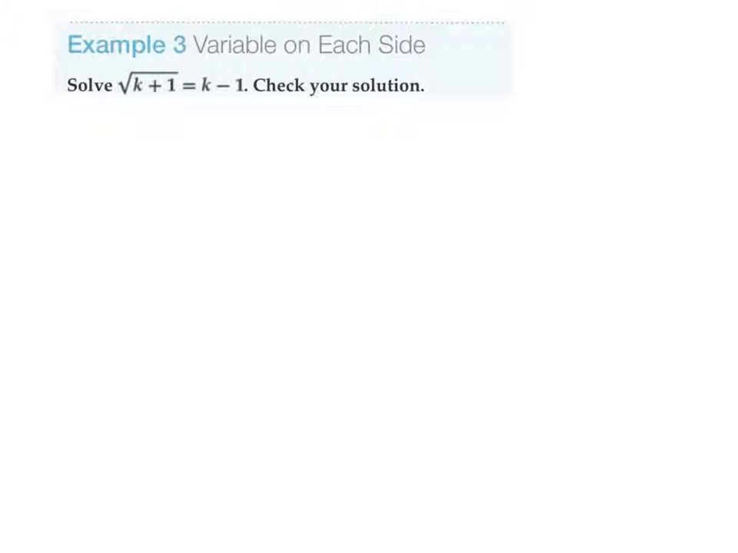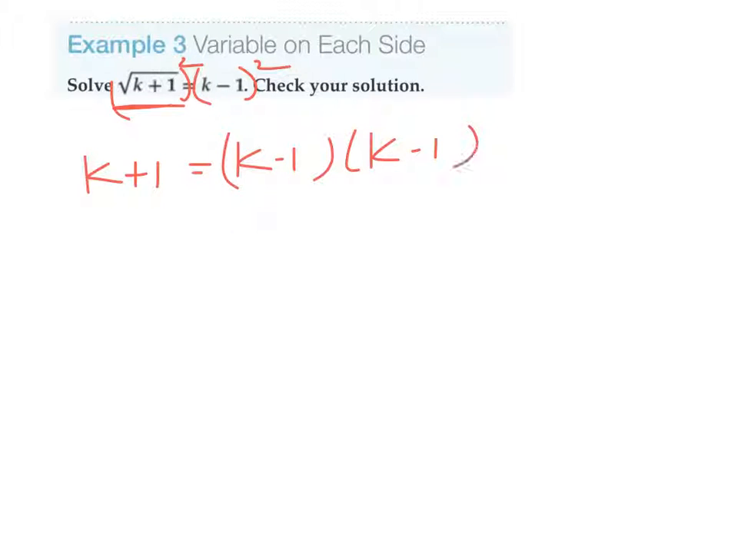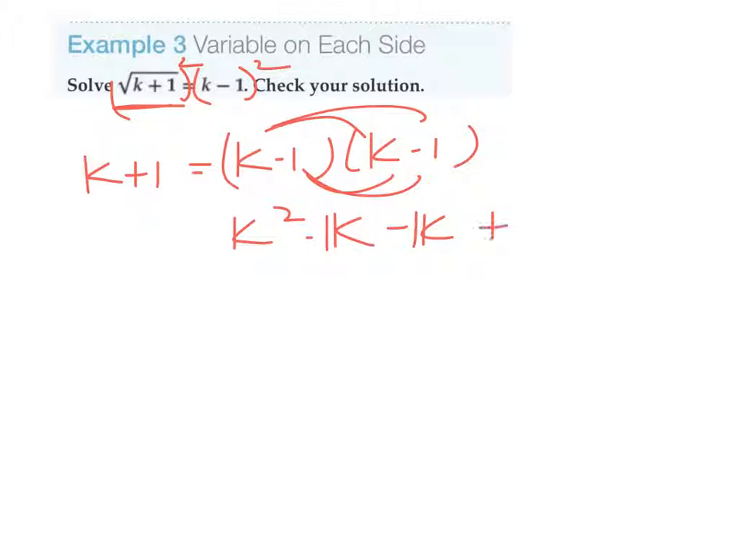So when the radical is already by itself, I'm going to square both sides. Square both sides, and that gets rid of the radical, so it's just k plus 1 on the left. But on the right side, I get a FOIL problem. So k minus 1 times k minus 1, which I multiply out, which will be k squared, then negative k, negative k, and then negative 1 times negative 1 is positive 1.